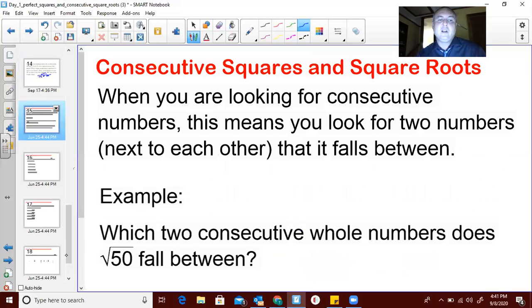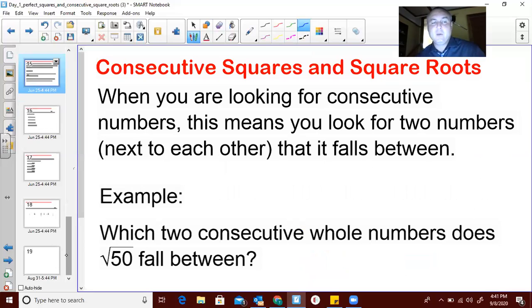So this is where you start talking about consecutive squares and square roots. So when you're looking for consecutive numbers, this means you're looking for two numbers next to each other. For the two numbers next to each other that it falls between. So the consecutive part of the numbers that are next to each other. So like 1 and 2 are consecutive, 4 and 5, 9 and 10, 586,001, 586,002. Those are all consecutive numbers. And of course, we won't get up to that high of a number, or at least I hope not.